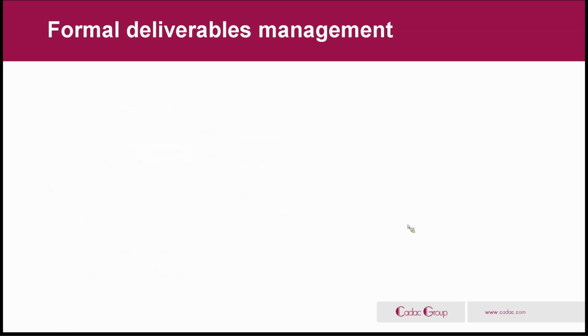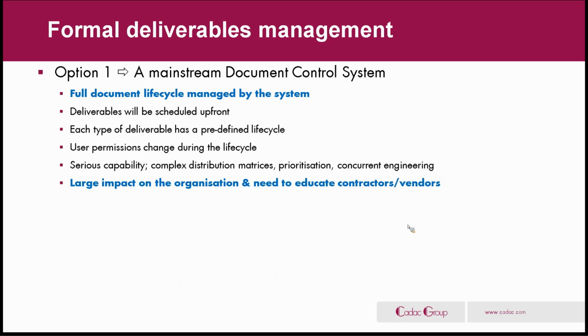So if we take a slightly different route, and you think about formal deliverables management, then you essentially have, from our point of view, two options, right? So option one is you pick and choose a mainstream document control system that allows you to manage the mega projects. There's a serious amount of capability, right? Anything and everything is possible, which puts you really into control. You can schedule deliverables up front. You can predefine life cycles for deliverables. We can flexibly change permissions.